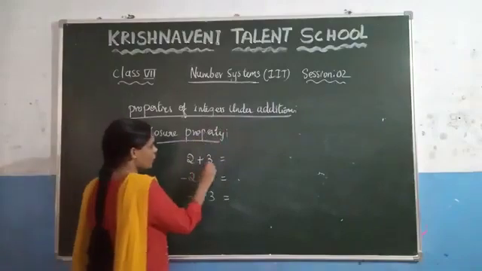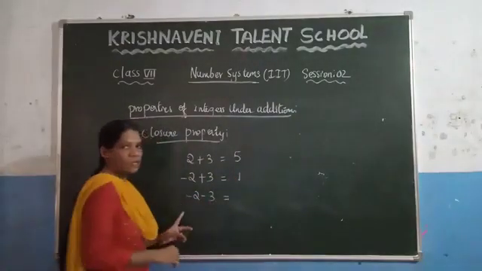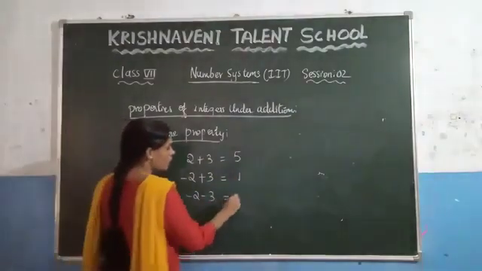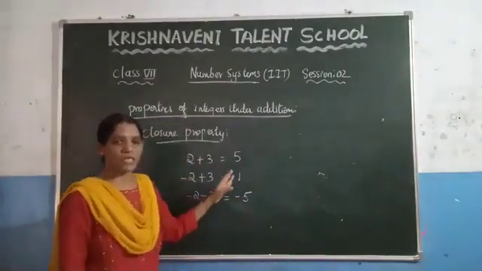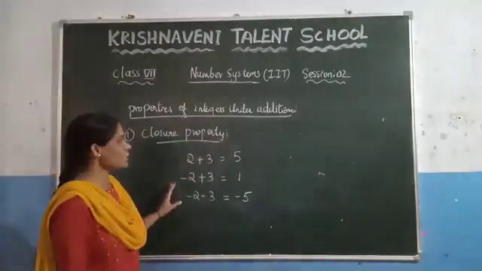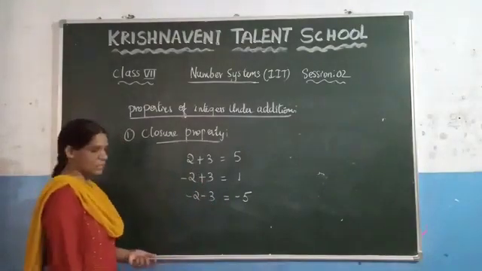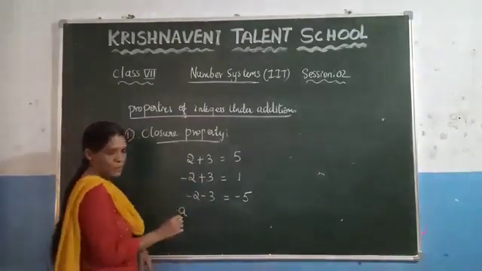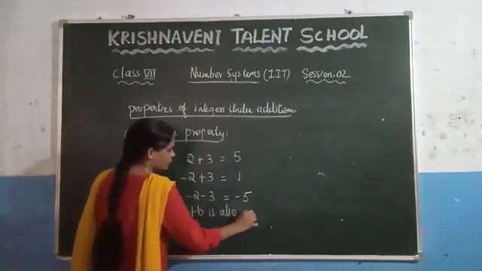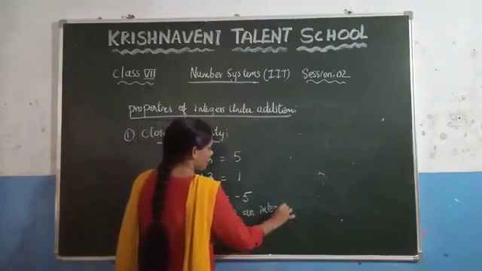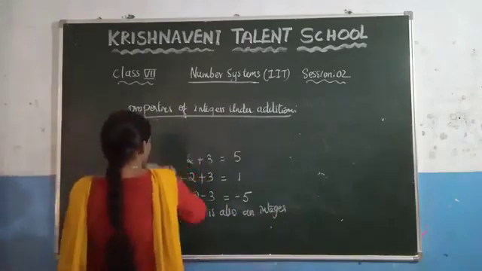Now check it here, what is the value of 2 plus 3 which is 5, and what is the value of minus 2 plus 3 which is 1, and what is the value of minus 2 minus 3 which is minus 5. And you know that all these are integers. So, if we take any two integers, we are getting the result which is also an integer. So, we can say that the closure property holds good under addition of the integers. In terms of variables, we can state this as: if you consider A and B as integers, then A plus B is also an integer. This is about the closure property, and the next property is the commutative property.